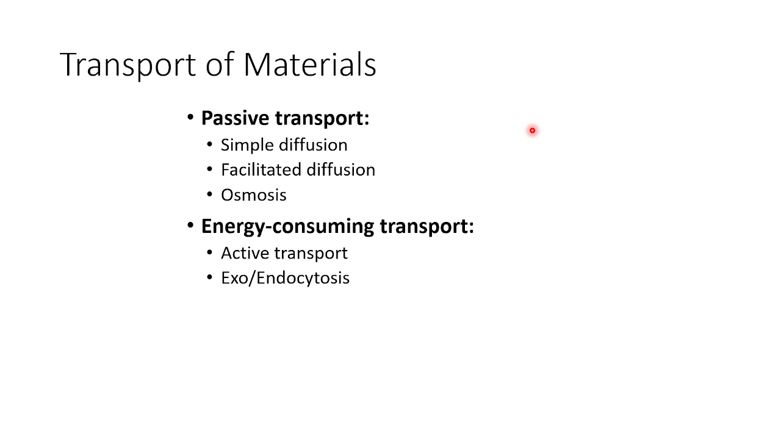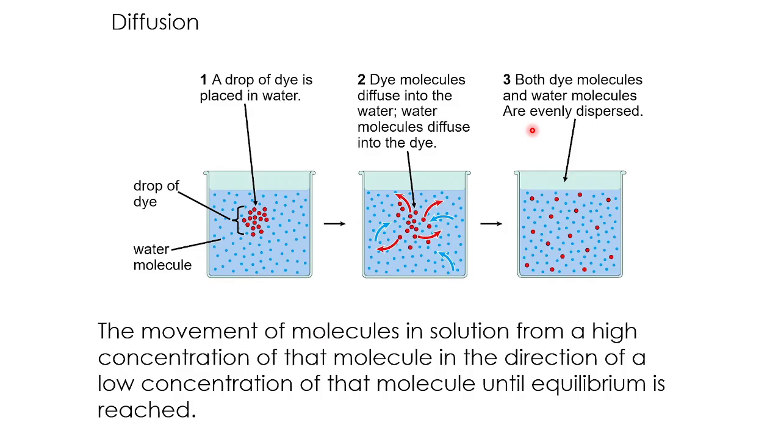So these you had studied even in class 9, 10, or even 7, 8. So this knowledge you already have, just a brief idea about all of them. So diffusion: you can see a drop of dye which is placed in water, and the dye molecules diffuse into the water molecules and the water molecules diffuse into the dye. So it is a mechanism that is occurring, and both the dye molecules and water molecules become evenly dispersed.